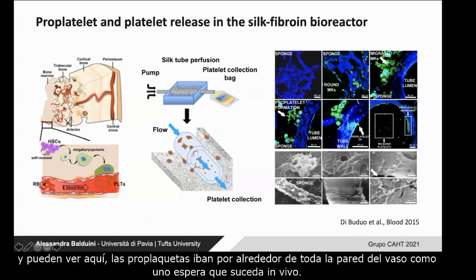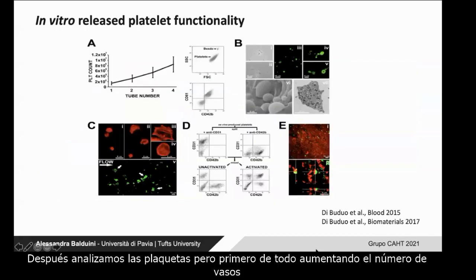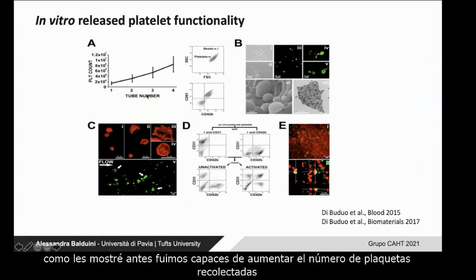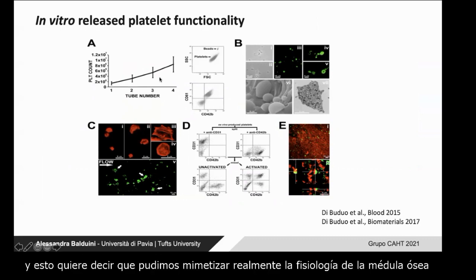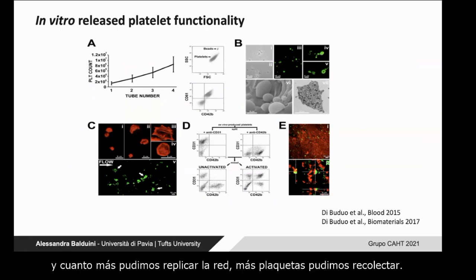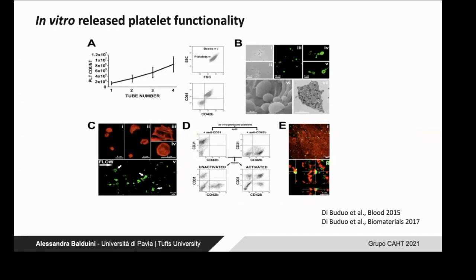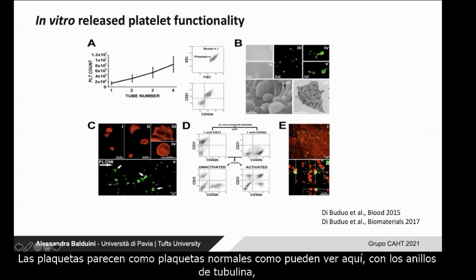As you can see here, proplatelets were going all around the vessel wall as expected in vivo. And then we analyzed the platelets, and first of all, increasing the number of vessels, as I showed you before, we were able to increase the number of collected platelets, and this means that we were able to really mimic the physiology of the bone marrow, and the more network we were able to replicate, the more platelets we were collecting. And these platelets looked like normal platelets.